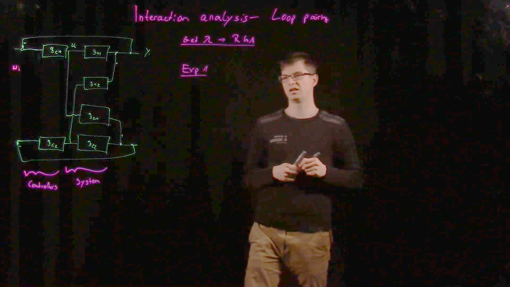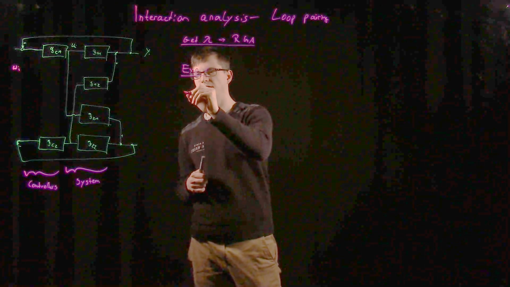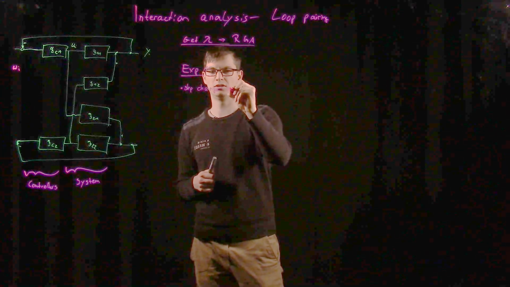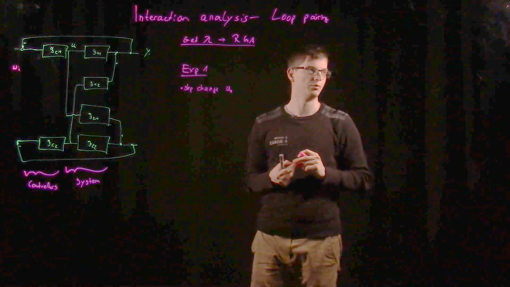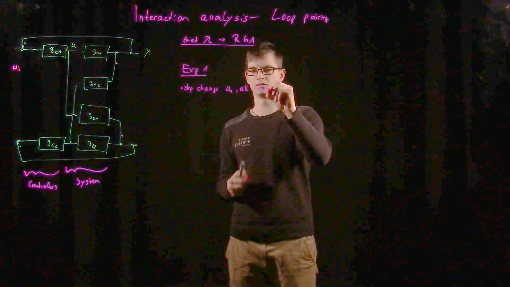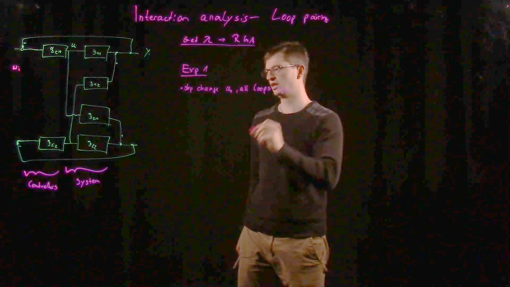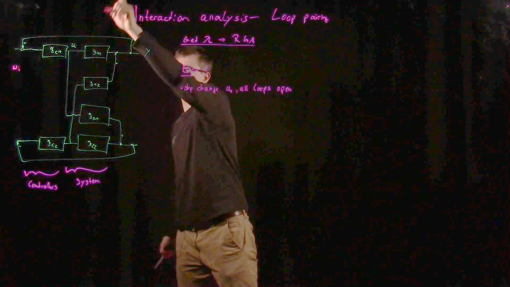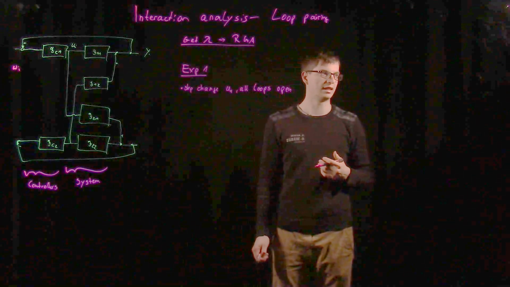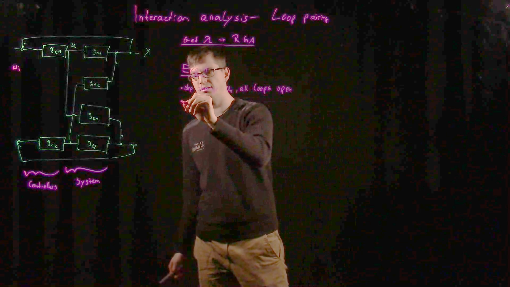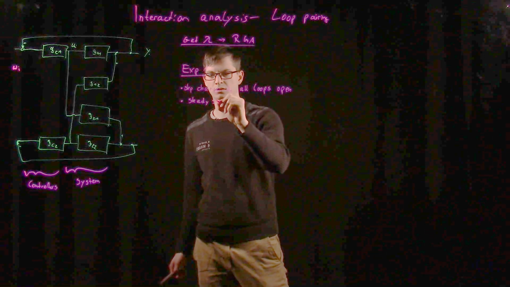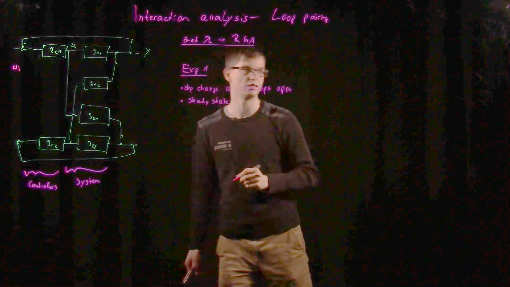In experiment 1, we will do the following things. We will do a step change in U1 with all loops open. That means this loop and this loop are cut and assumed to be open. And then we wait until the steady state.